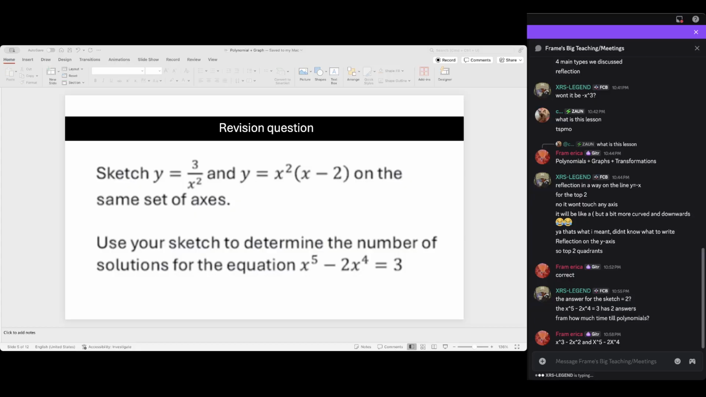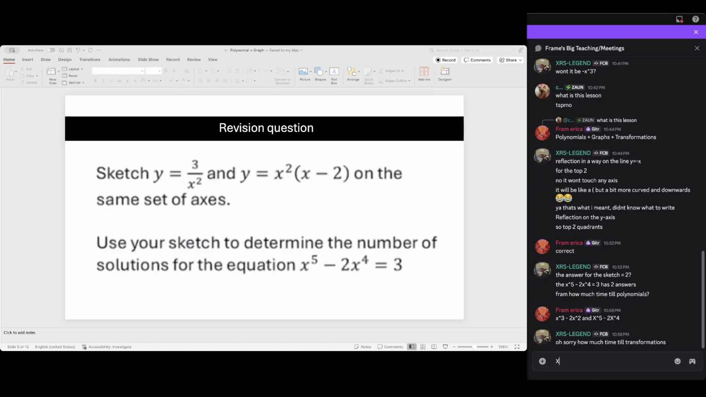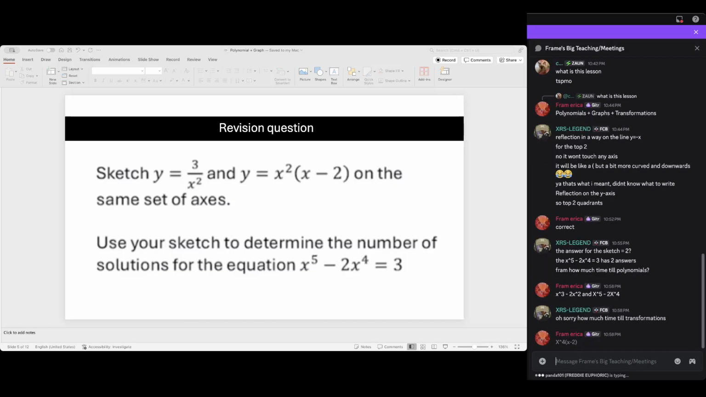We have an x to the power 4 times x minus 2. Yeah, that's right.